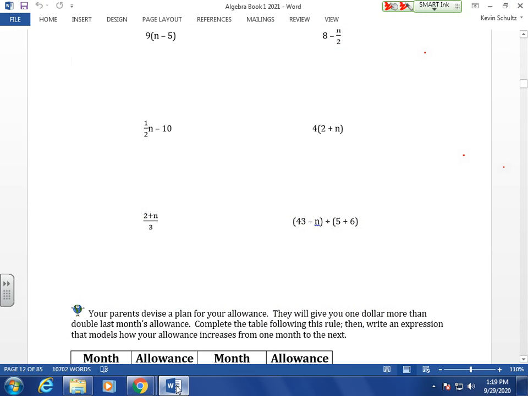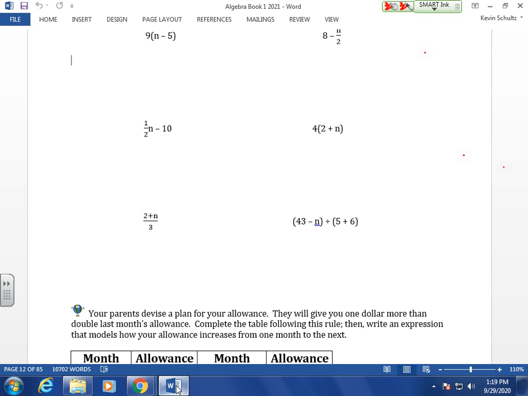Sebastian, you were just about to tell us what your thoughts were on this last one. The sum of 43 less than a number and a quotient of 5 plus 6. You've got a lot of good parts there. You kind of threw me off when you used the word sum to describe 43 minus n here, since that is subtraction. But you did say quotient, okay?